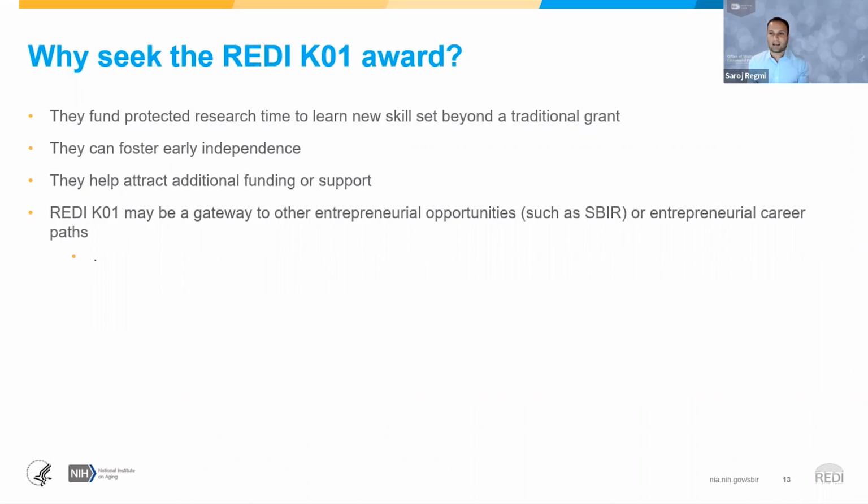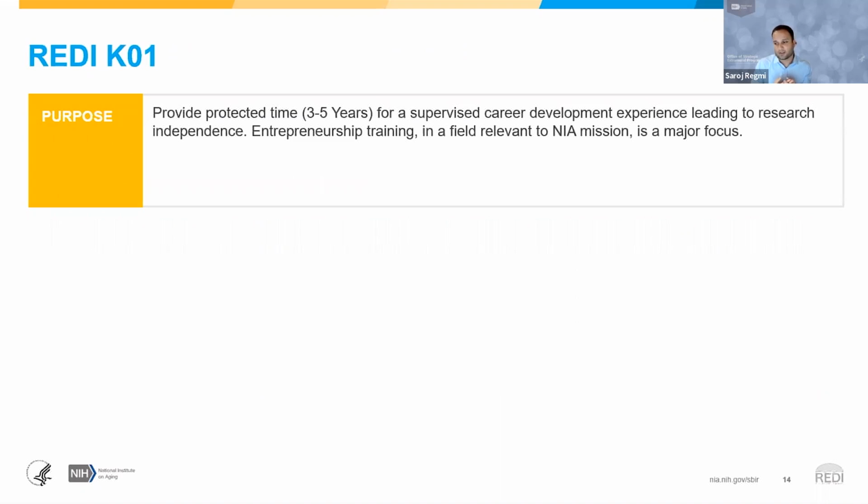So why seek a K01 award? These K01 awards, the first award that I was talking about, fund protected research time to learn new skills beyond a traditional grant. These awards allow postdoctoral fellows that have at least 2 years of postdoctoral experience to explore various career opportunities, spending 20 to 30% of their effort on these activities. They can foster early independence. And given that you get salary as well as money for pursuing these activities, they help attract additional funding or support. We also think that the REDI K01 may be a gateway to other entrepreneurial opportunities, such as SBIR, or directly to entrepreneurial career paths. So, let's take a deeper dive into the K01 program.